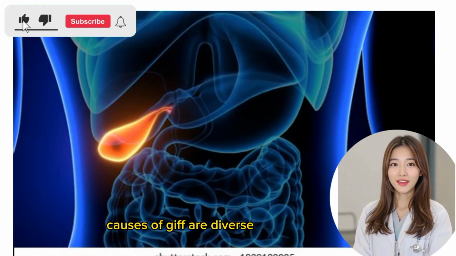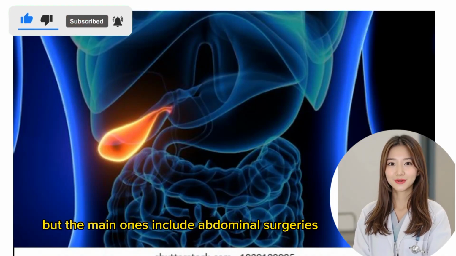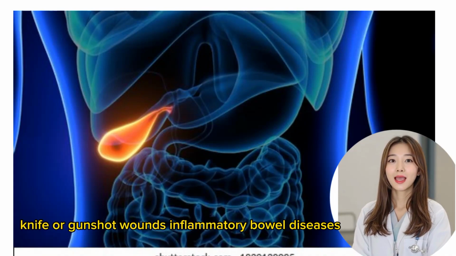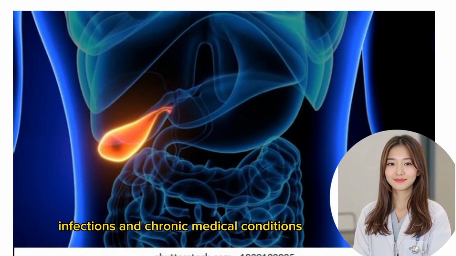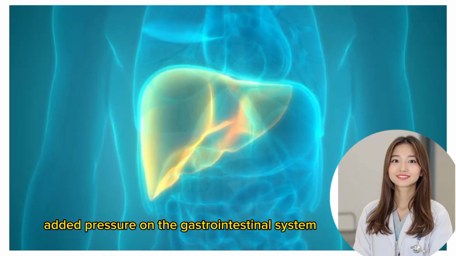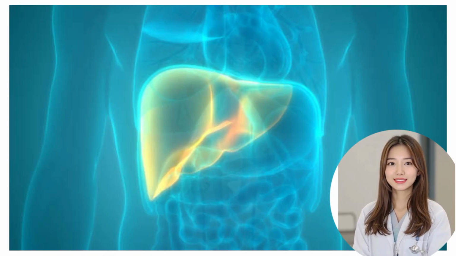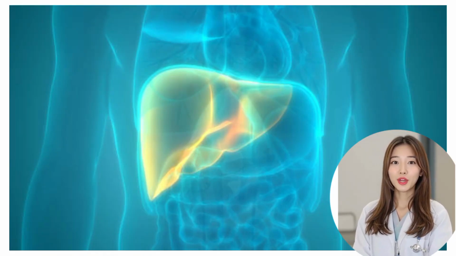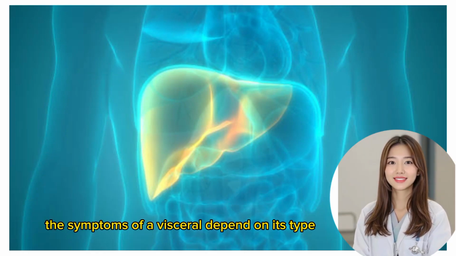The causes of GIF are diverse, but the main ones include abdominal surgeries, knife or gunshot wounds, inflammatory bowel diseases, infections, and chronic medical conditions. In some cases, added pressure on the gastrointestinal system due to pregnancy or obesity can also contribute to the formation of fistulas. The symptoms of a fistula depend on its type.